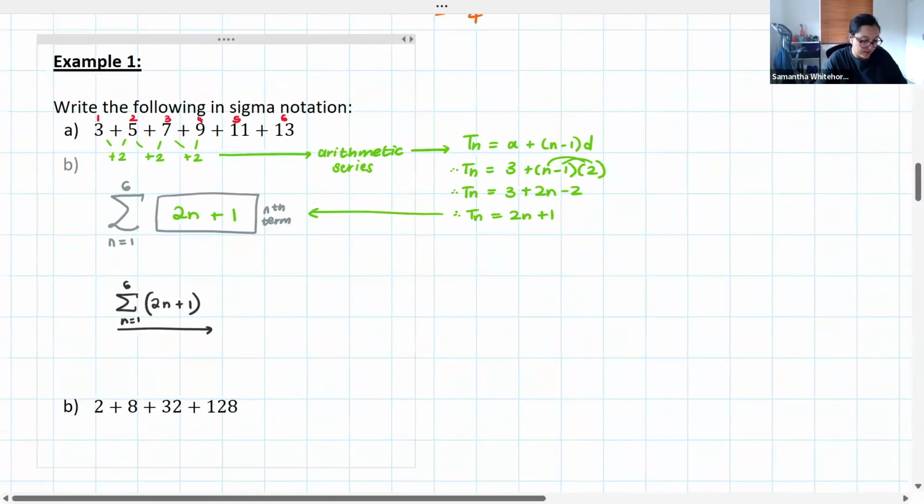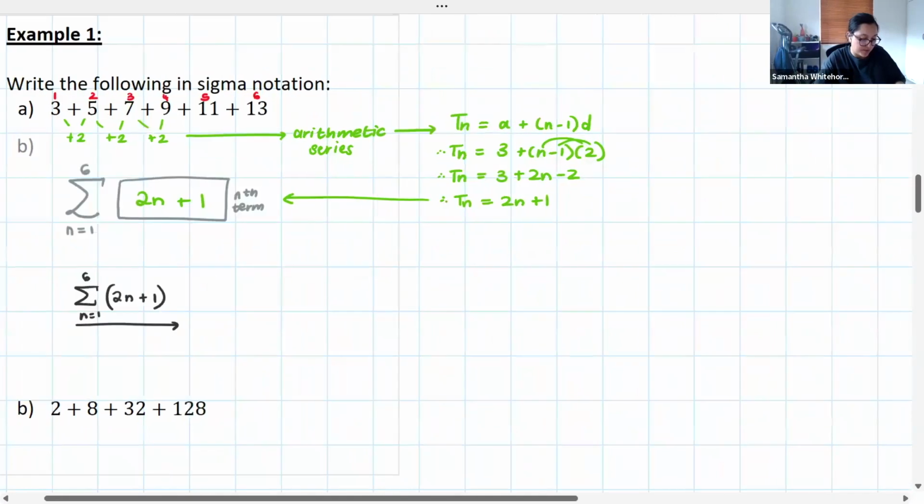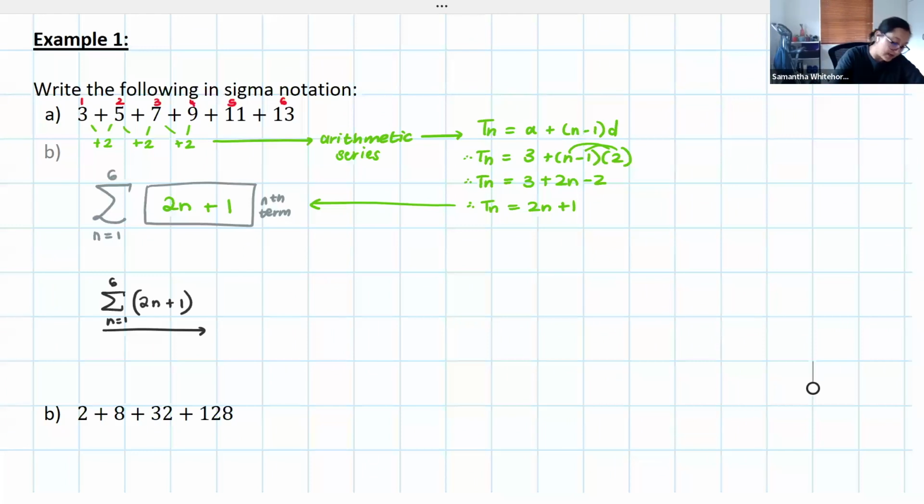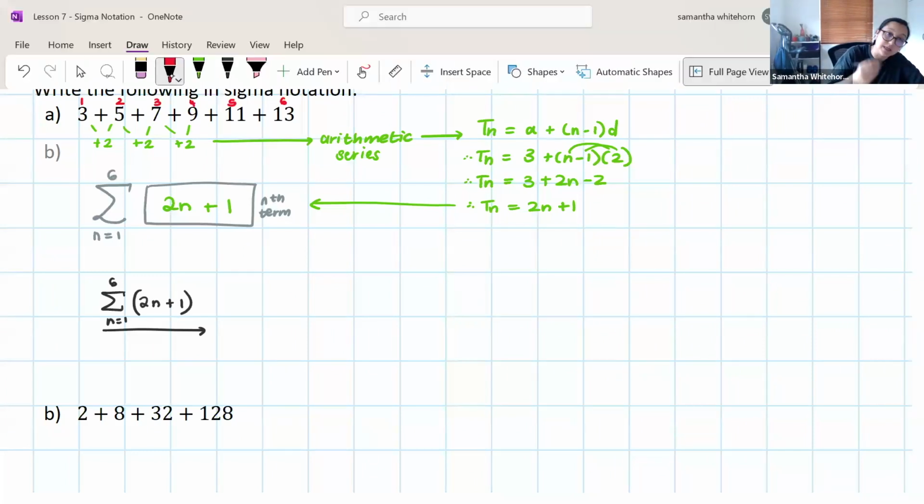Right, so what I want you to try for me is question B here. Figure out what type of series you're working with, find your general term and figure out how many terms you're adding. And like I say, we always assume, unless told otherwise, we're starting from term 1.